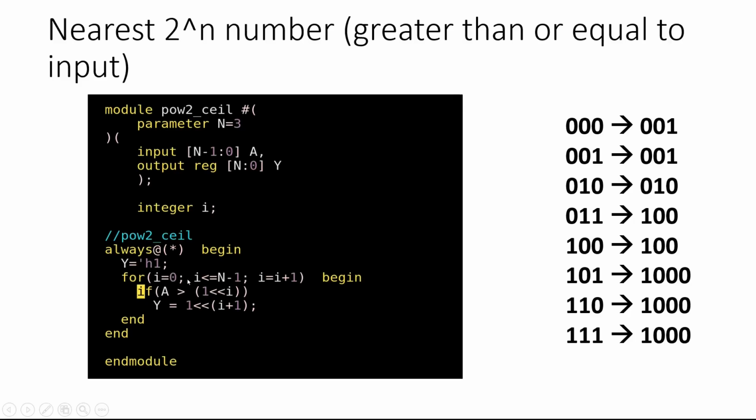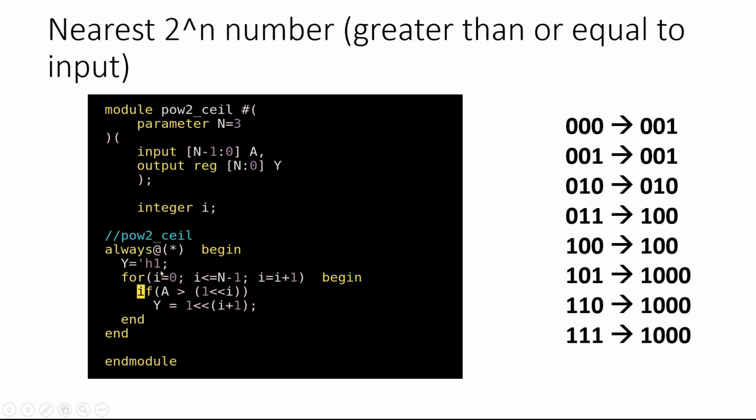We will check when i is equal to 1. So 1 left shift by 1, that means this value is 2. So if A is greater than 2, then the possibility is y will be equal to 1 left shift by 2, that means 4. Now when i is equal to 2, 1 left shift by 2 means 4. This value is 4. If input A is greater than 4, then definitely y will be equal to 8, since 1 left shift by i plus 1, that means 2 plus 1, 3. It is 8. So y will be 8.